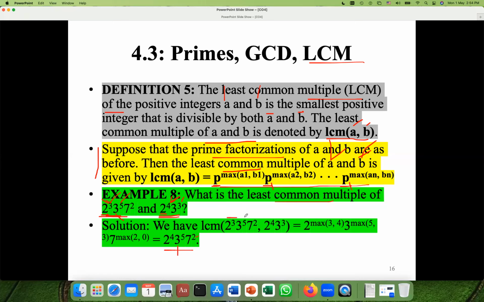So if this is the first number and this is the second number, and we are going to find the LCM, according to that formula, you can convert it to 2. And here we have 2, then apply this max. And what is A1? This is A1. Write it here. What is B1? This is 4. Write it here. And what is the maximum between them? 4. Keep it here. And similarly. So this is the simple one.